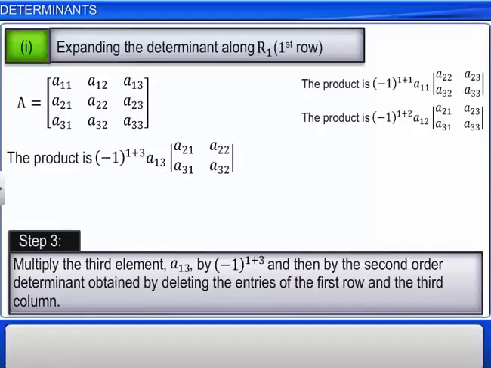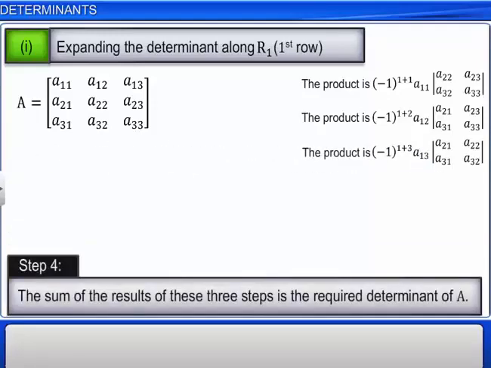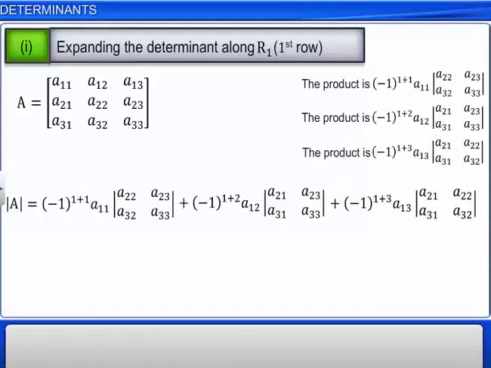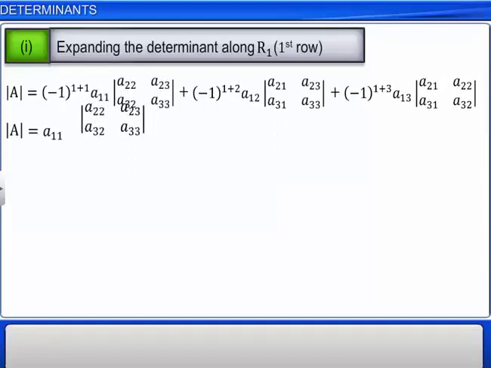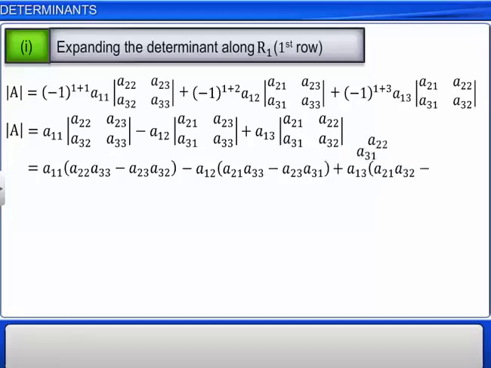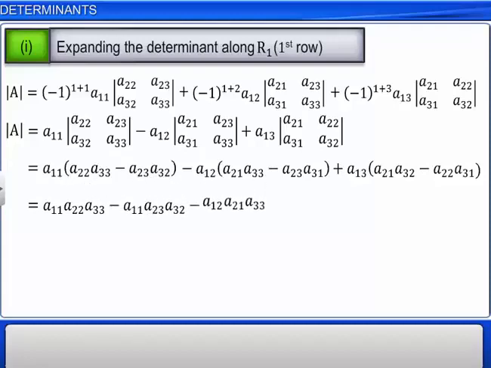Lastly, we add the results of the 3 steps to get the determinant of A. The determinant of A is as shown. On simplification, we get the required determinant of matrix A.